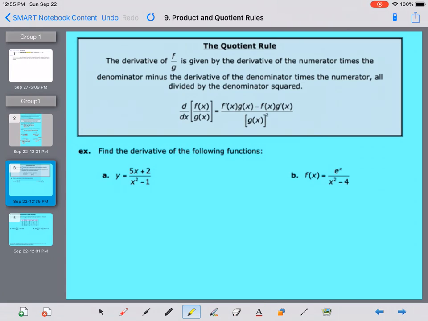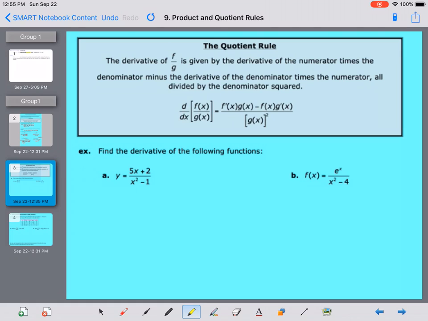And what the quotient rule says is if we take the derivative of a quotient, so a function over a function, a rational, it is given by the derivative of the numerator times the denominator minus the derivative of the denominator times the numerator, all divided by the denominator squared. So simply, derivative of the top times the bottom minus derivative of the bottom times the top, over the bottom squared. Here's the thing to always keep in mind: anytime we're doing this, two derivatives should never go together. And that's going to be true for your product rule as well.